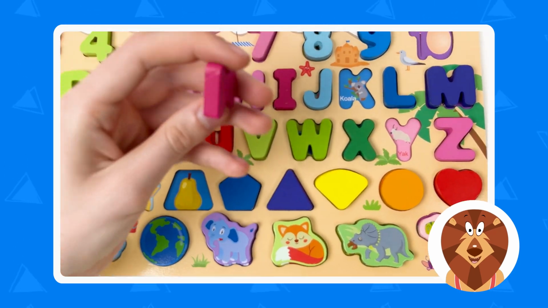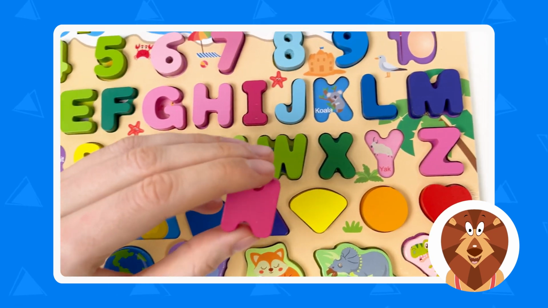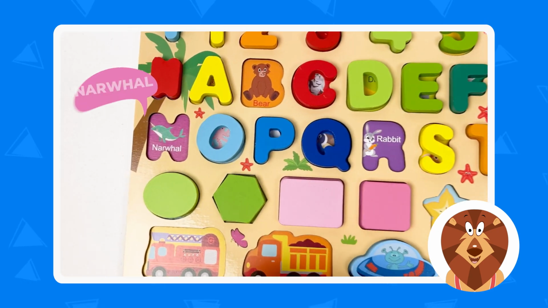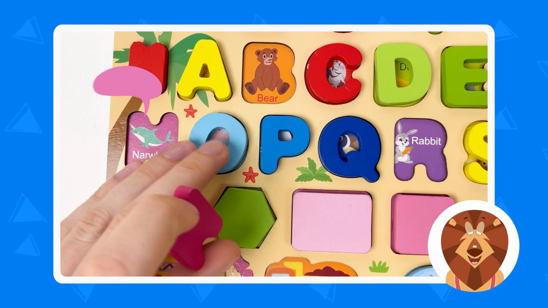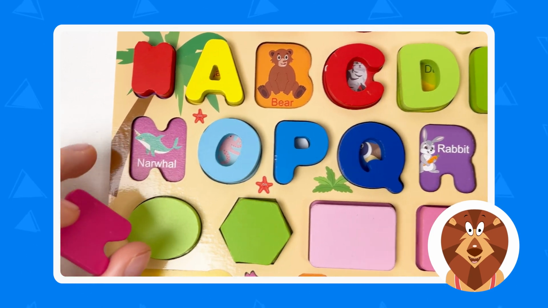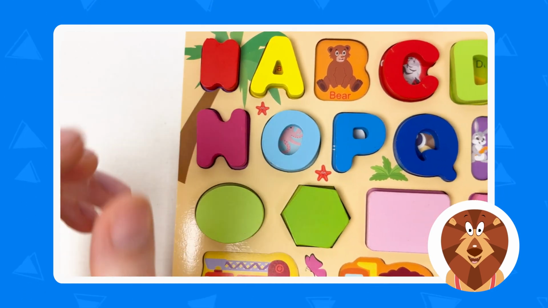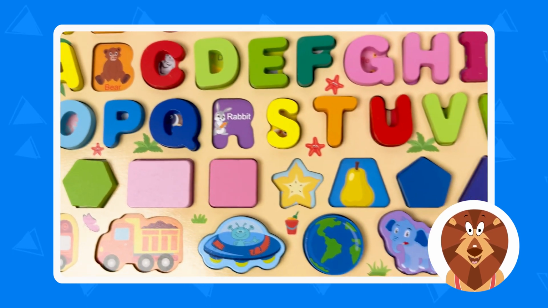It's called N. So we need to find a narwhal. And where is the narwhal on this board? Let's see. Can you see? This is the narwhal. And this is the letter N, right? Great! Amazing.